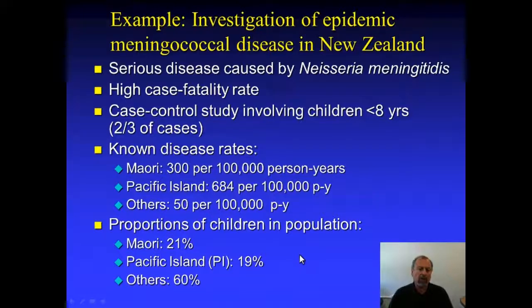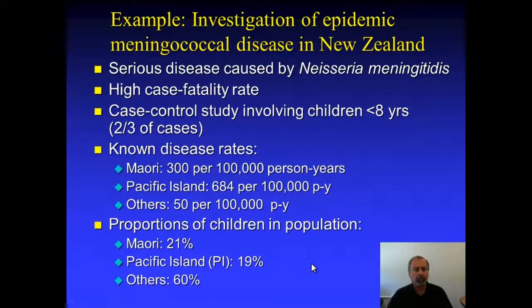So we wanted to carry out a case control study to determine what the risk factors for this disease were, because at the time there was no vaccine, so it was hoped that we could identify other risk factors which would lead to other interventions. But the problem was that the distribution of the rates was very different to the distribution of proportions of children in the population.